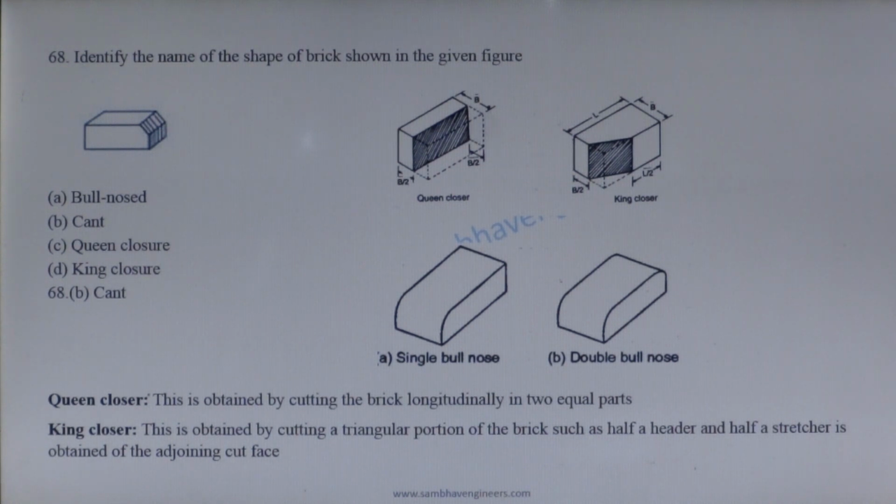Queen closure is the brick obtained by cutting the brick longitudinally in two parts. King closure is the brick obtained by cutting a triangular portion of the brick, such that a half a header and a half a stretcher is obtained at the adjoining cut.